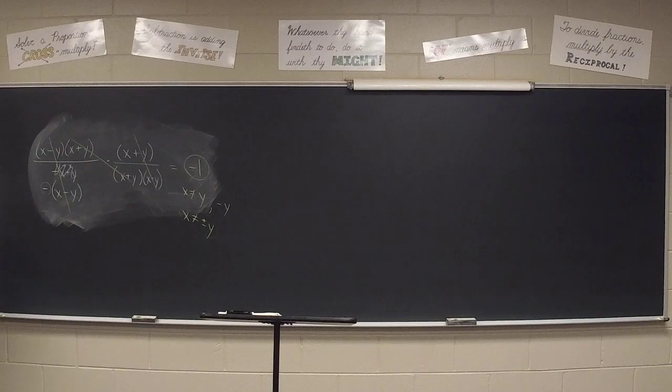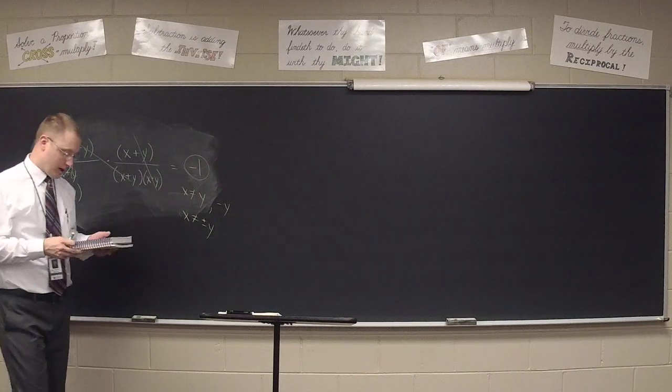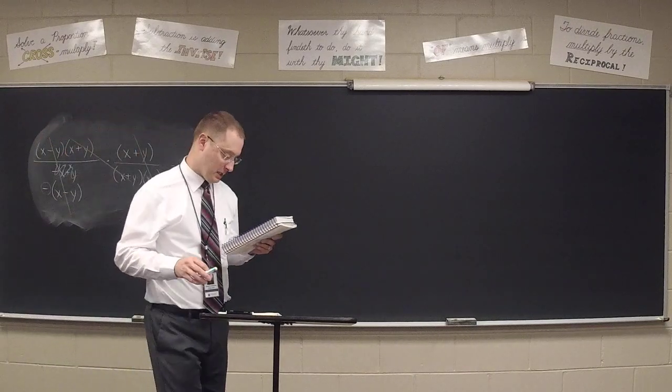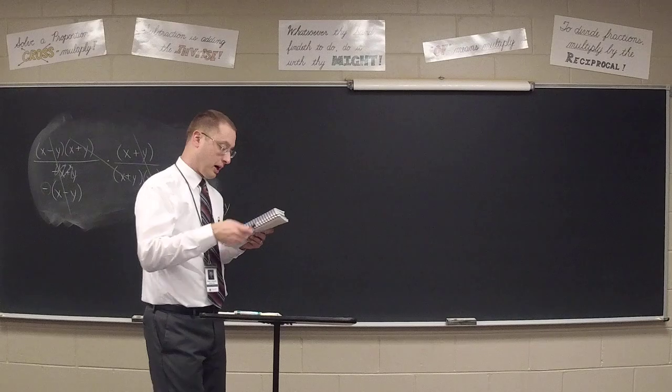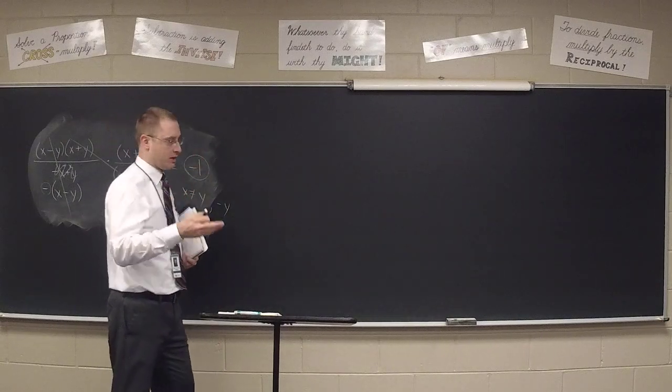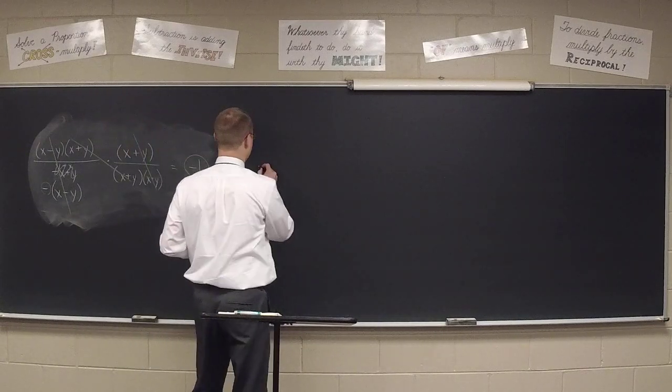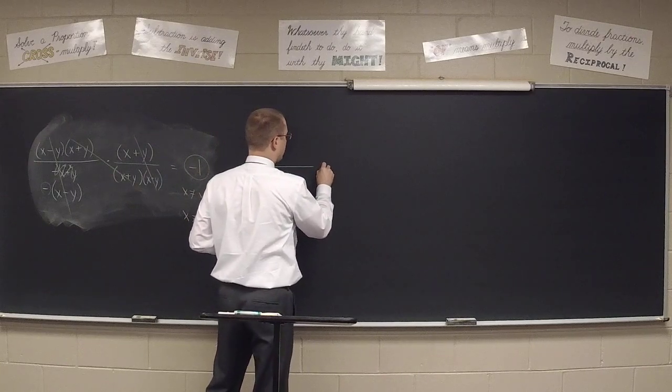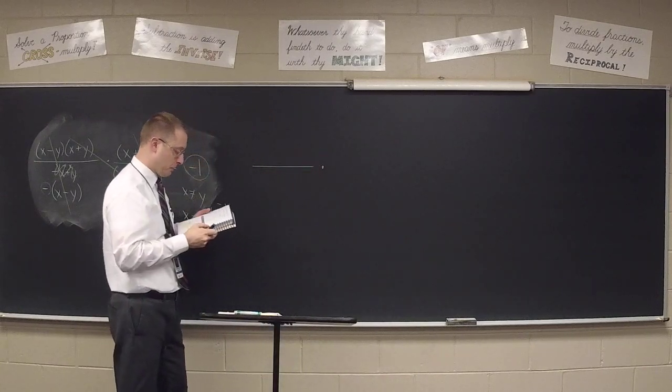How many had negative 1 for your answer on number 16? Questions on 16. All right, Brecken, let's go to you on number 18. And it's a division problem, right? But we never really divide, right, Brecken? We would... Right, so we're going to change this to a multiplication problem. We're going to multiply by the reciprocal.